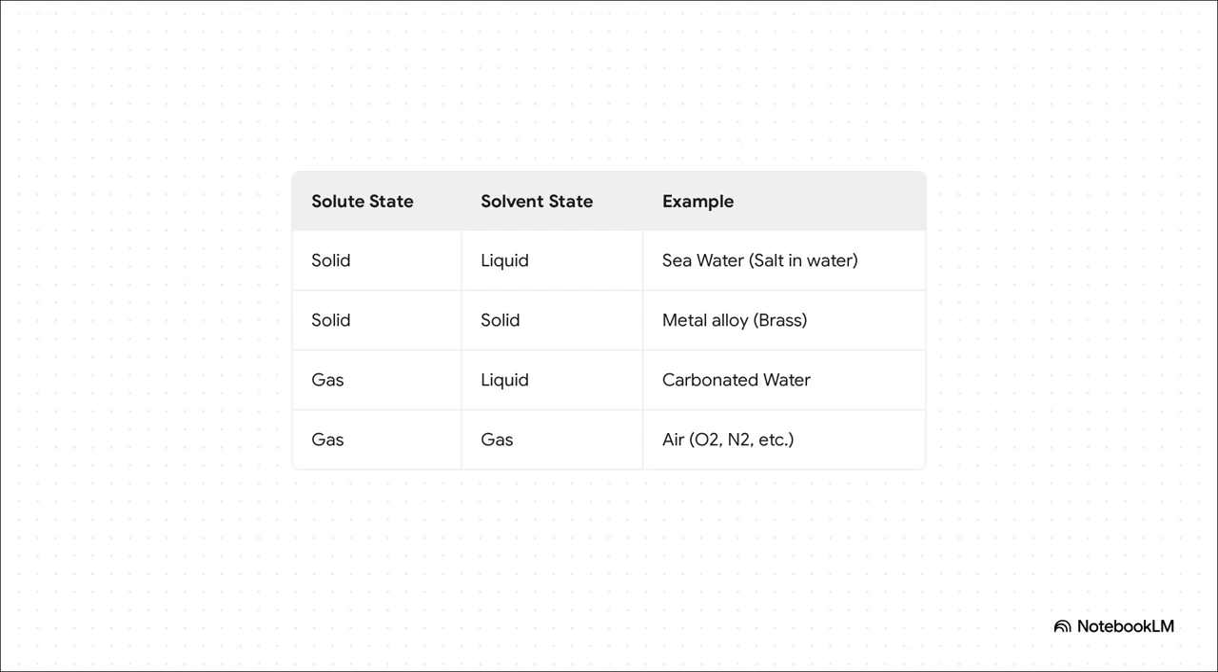Now, this is where it gets really cool, because this totally shatters a common idea people have. We usually think of solutions as just a solid dissolving in a liquid, like our seawater example. But check this out. You can have a solid dissolved in another solid, like a metal alloy, like brass. You can have a gas dissolved in a liquid. Hello, carbonated water. And you can even have a gas dissolved in another gas. In fact, the air we're breathing right now is a perfect example. It's just a solution of oxygen, nitrogen, and a bunch of other gases.